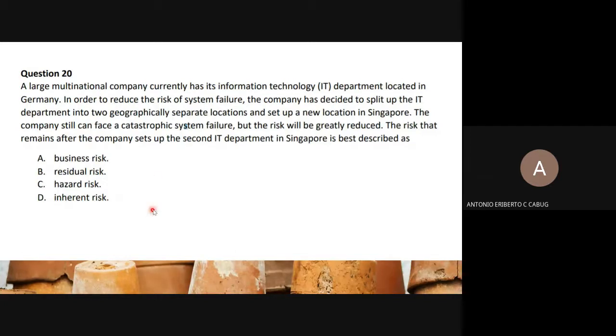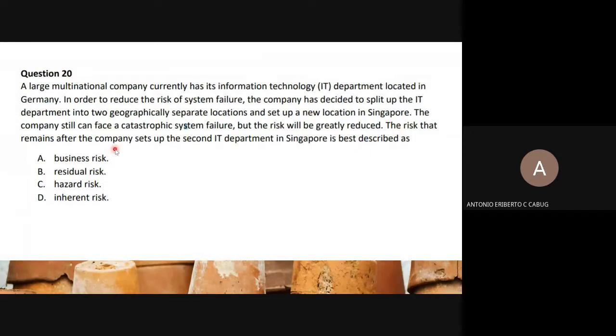A large multinational company currently has its IT department located in Germany. In order to reduce the risk of system failure, the company has decided to split up the IT department into two geographically separate locations. Okay, new location, Singapore. The company still can face catastrophic system failure, but the risk will be greatly reduced. Ang nangyayari dito, kunyari kapag may earthquake sa isang lugar, at least functioning pa yung ibang lugar mo.